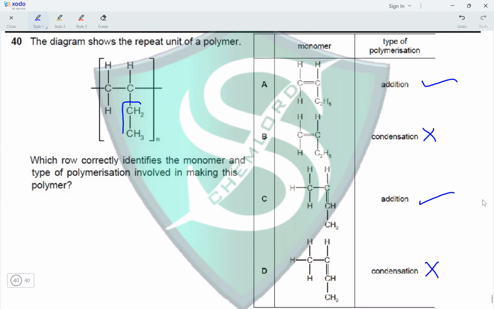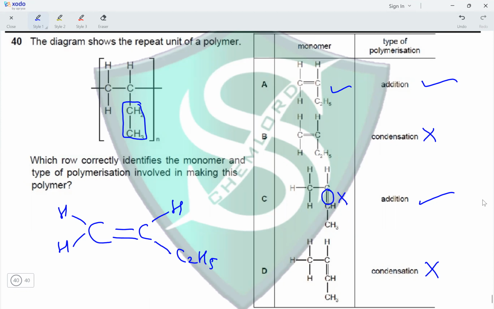Now, the monomer here would have two carbon atoms with a double bond between them, one of them being attached to two hydrogen atoms in covalent bonds, the other being attached to a hydrogen atom and a C2H5 group via covalent bonding. So this is the monomer for the given polymer. Option A has this exact monomer present. Option C has the double bond in the wrong place, making option C incorrect. Therefore, A is the correct option for this question.